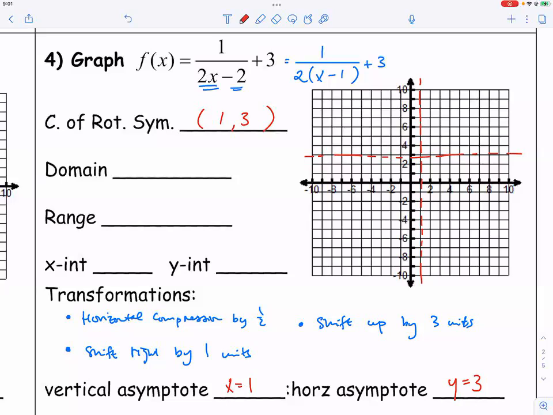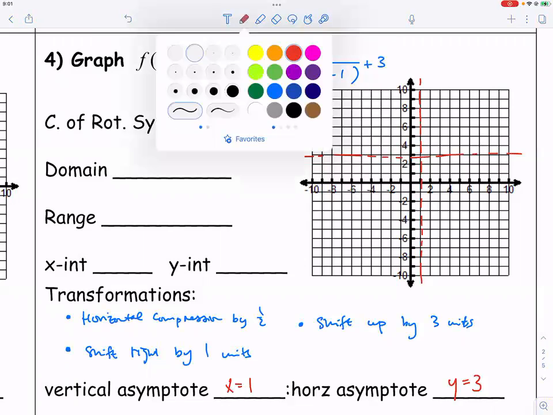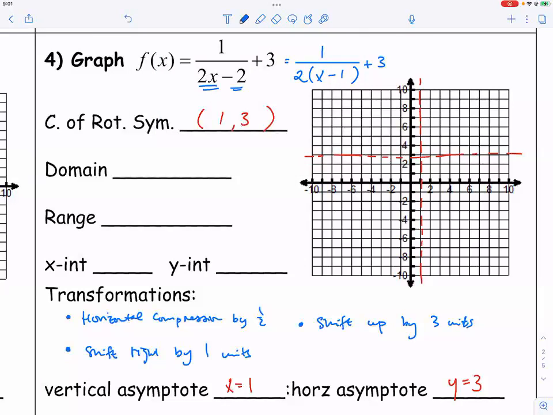How about we go ahead and write down the domain and range at this moment, because we have the asymptotes already. So x is everything but 1. Everything but 1. The range is everything but 3.